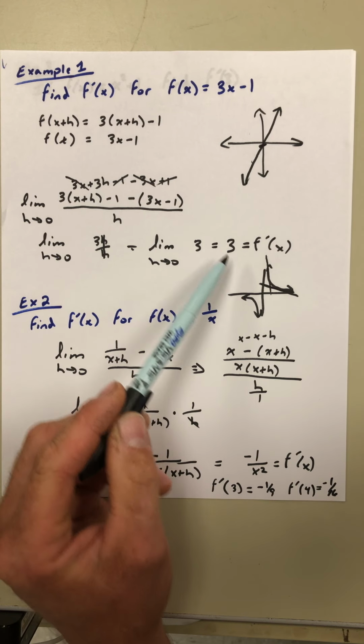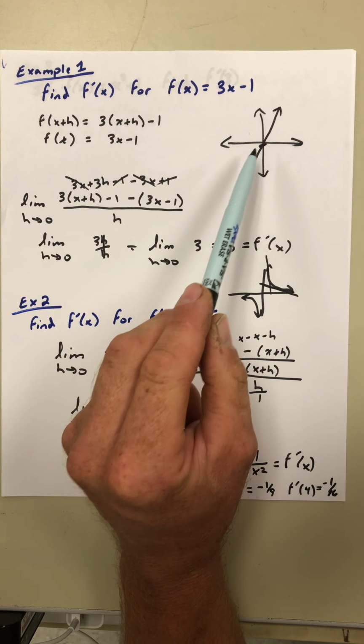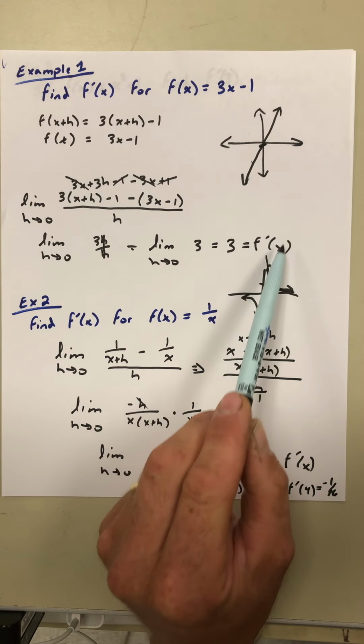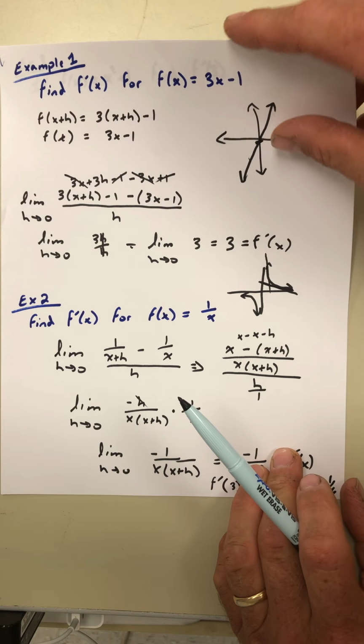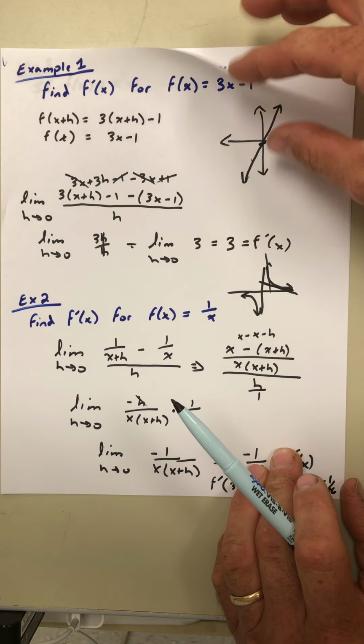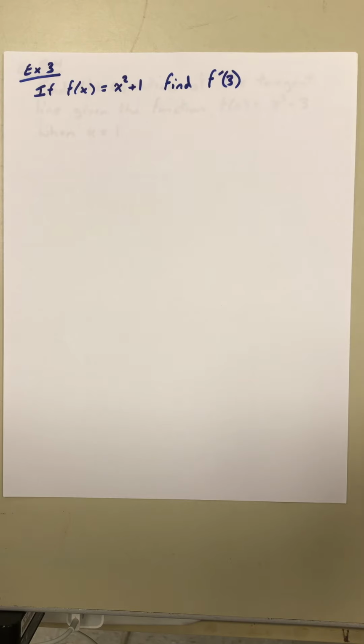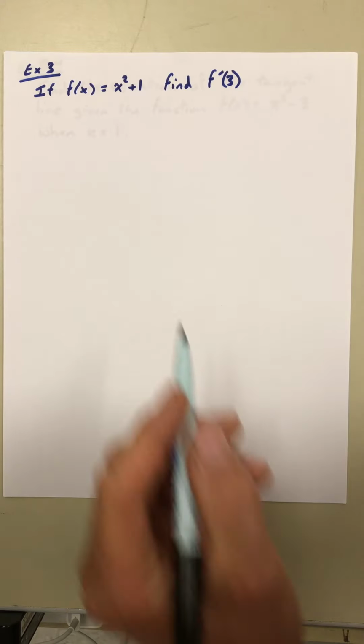Up here in this example, it was constant. Up here, it was constant. It was always 3. Didn't matter what the x value was. Down here, we see it's going to vary. So what can we do with this, and what are we going to ask you to do with this? Well, we're going to ask you to find the slope of the tangent line or the instantaneous rate of change when x equals 3 of this function.